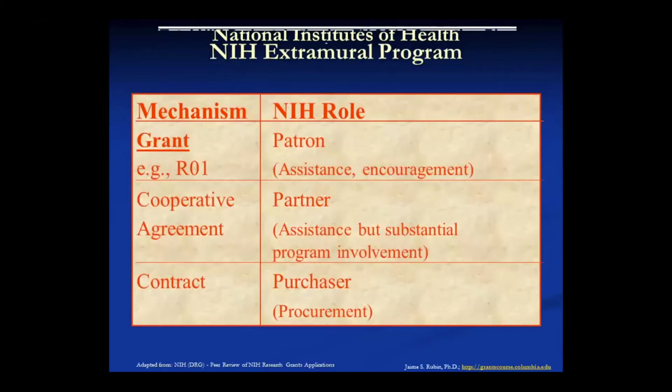So NIH has three main different types of funding mechanisms: the grant, the cooperative agreement, and the contract. And the R01 that we're going to discuss today is a grant. It has the most flexibility, where it's investigator initiated. That's the term, where the investigator determines what they want to study, what questions they want to ask, and how they are going to answer those questions.